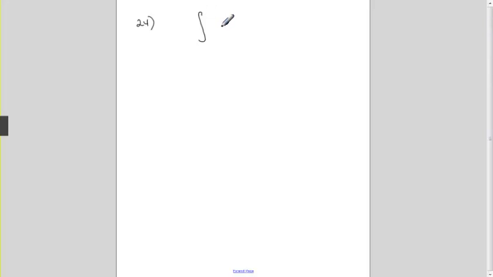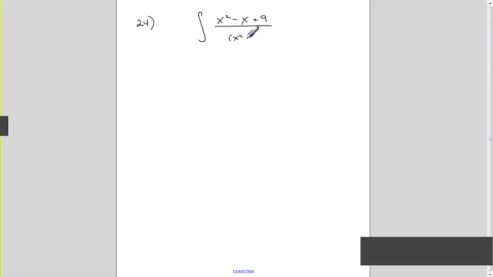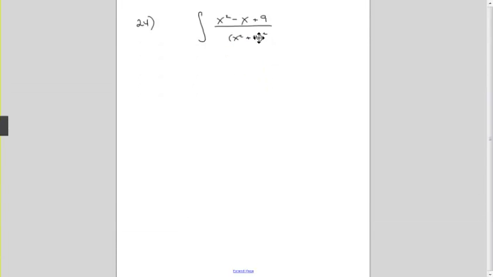So we're doing the integral of x squared. Let me put my book up here so I can see a little better. Okay, so I've got x squared minus x plus 9 divided by x squared plus 9 quantity squared. Okay, just hold on a second here. I'm going to close my email down so I don't have to listen to that. Okay, the whole thing times dx.